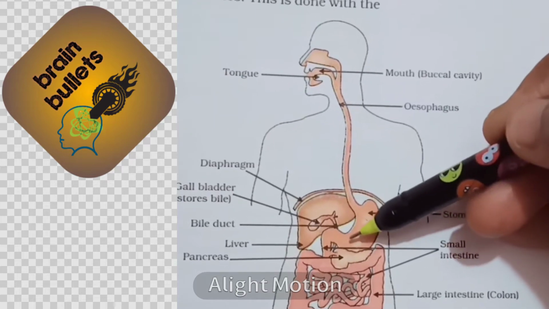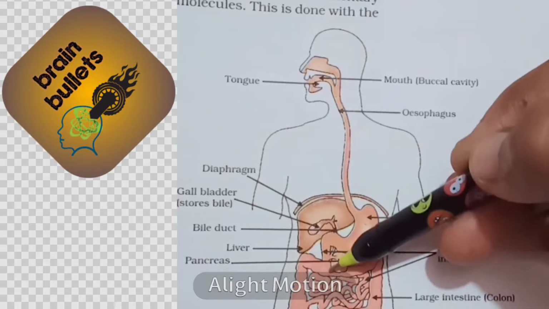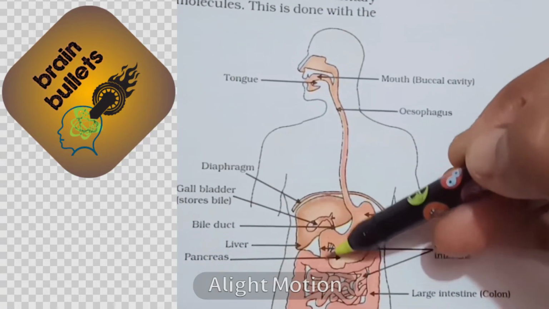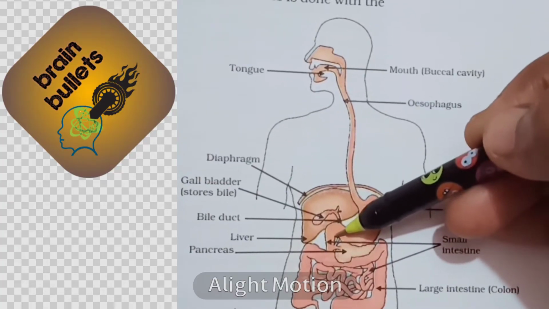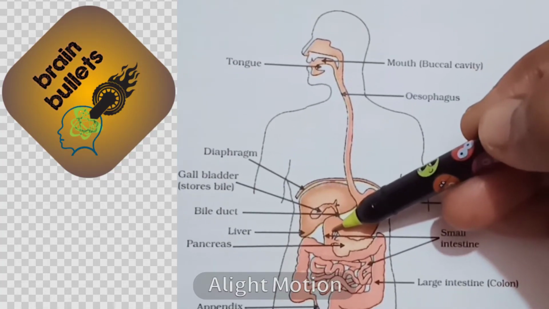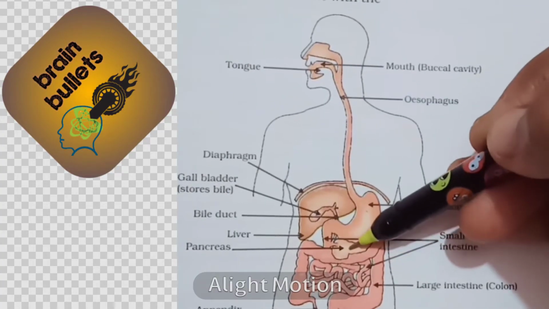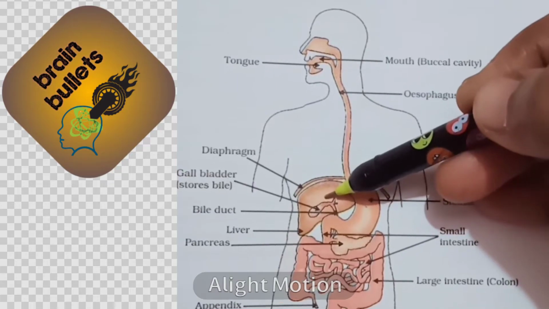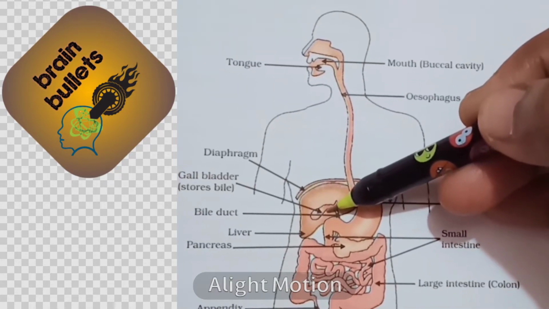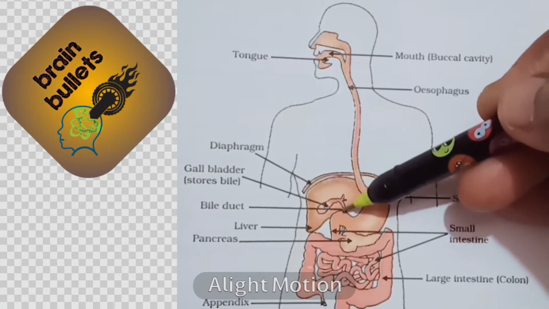Now the next part: the stomach is a J-shaped structure, and the inverted U-shaped structure is called the duodenum. It is the starting point of the small intestine. So in this region only 2 accessory digestive glands are present. One is the liver and another one is the leaf-shaped structure called the pancreas. The liver is made up of 4 lobes, and the liver has a bag-like structure called the gallbladder, and it helps to store the bile.